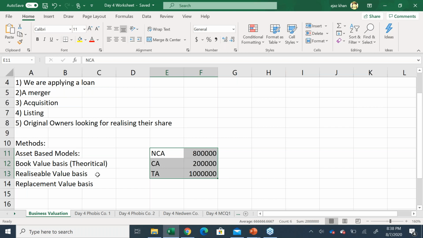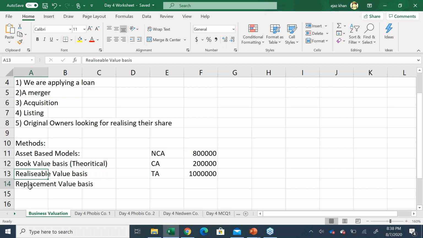So this realizable value method can be used in a rare case, especially when a business is making losses. In that case, it may be sold on the basis of the assets that it has. But it's a very rare case. So it can be used. I'm not saying it's theoretical. It is a practical model, but a very, very rarely used practical model.